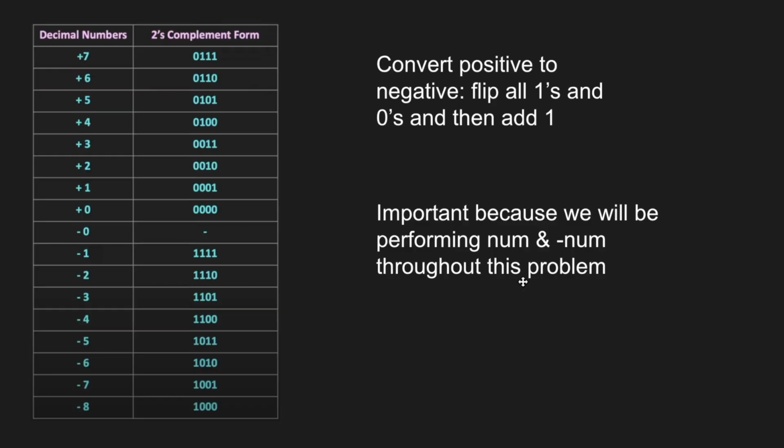Before we get to how we can solve this problem, we will need to know how to convert a number from positive to negative in binary form. So what we will need to do is flip all the 1s to zeros and all the zeros to 1s, and then we just add 1 to the binary number, and that will be the negative form. And this is important because when we solve this problem, we will need to perform an AND operation for the number and the negative number of that number throughout this problem. And to perform an AND operation, basically, if the digits have both 1s, then we leave it as 1. Otherwise, if one of them is 0 or both of them are zeros, then we convert them all to 0.